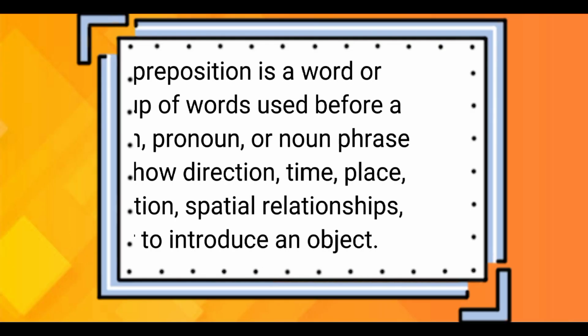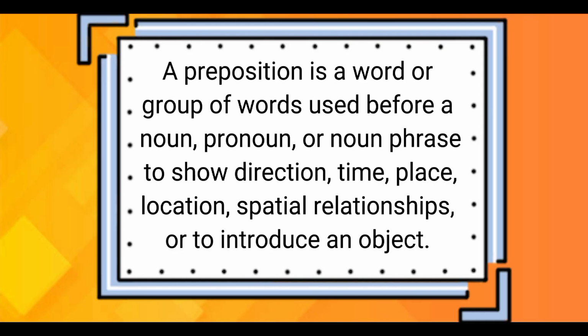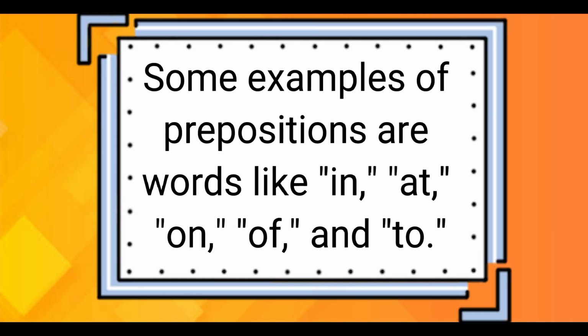Preposition. A preposition is a word or group of words used before a noun, pronoun, or noun phrase to show direction, time, place, location, spatial relationships, or to introduce an object. Some examples of prepositions are words like in, at, on, of, and to.